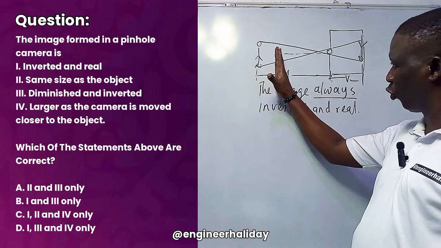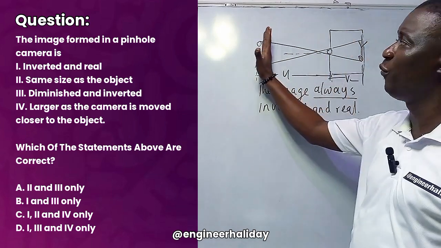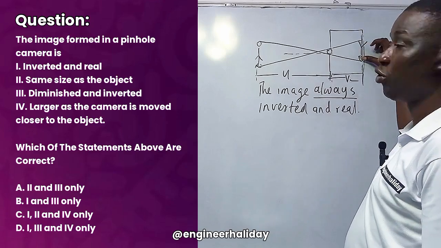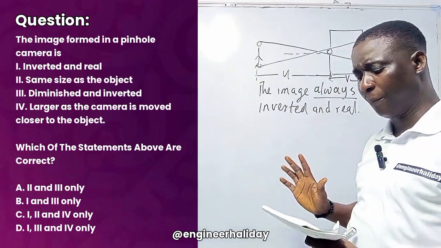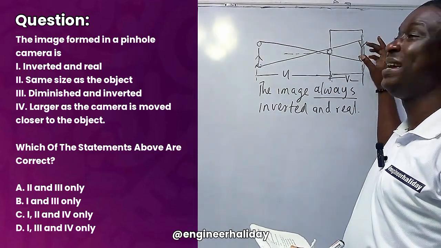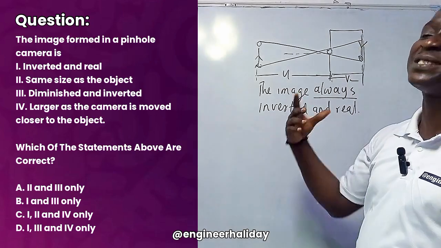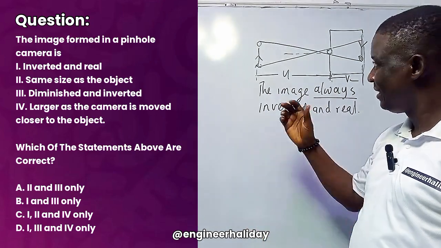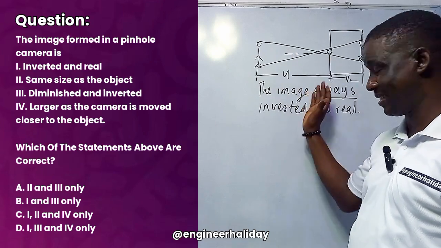Then as you move closer, the image becomes wider. As you move it far, the image becomes smaller. So please take note of that. Those are the principles upon which it works. So that means the object and the image are the same size. You understand now? It's the same size normally, but not in all cases.